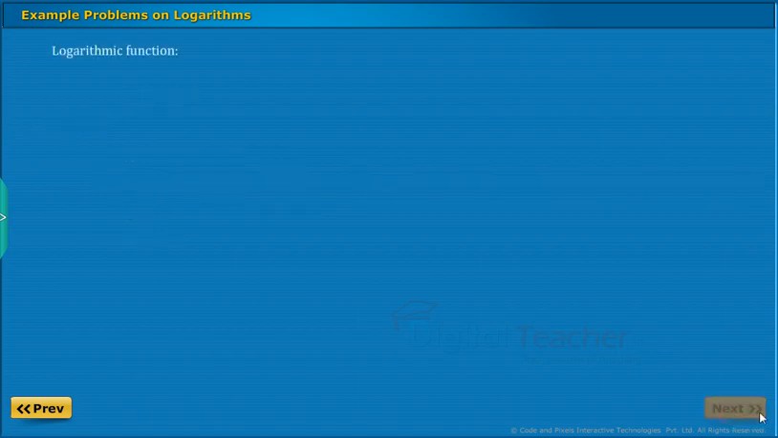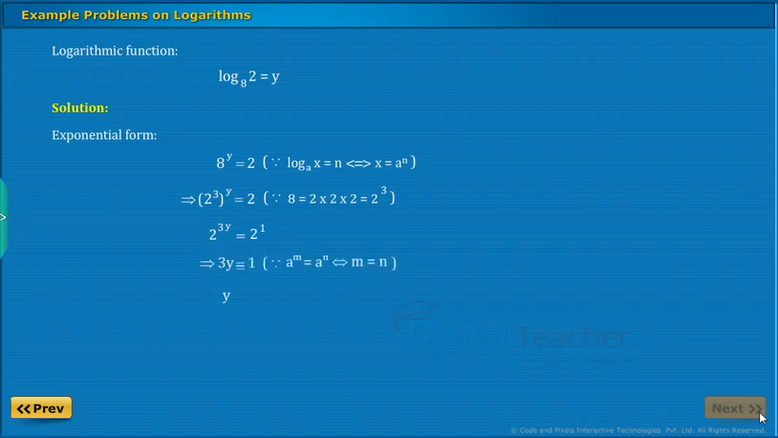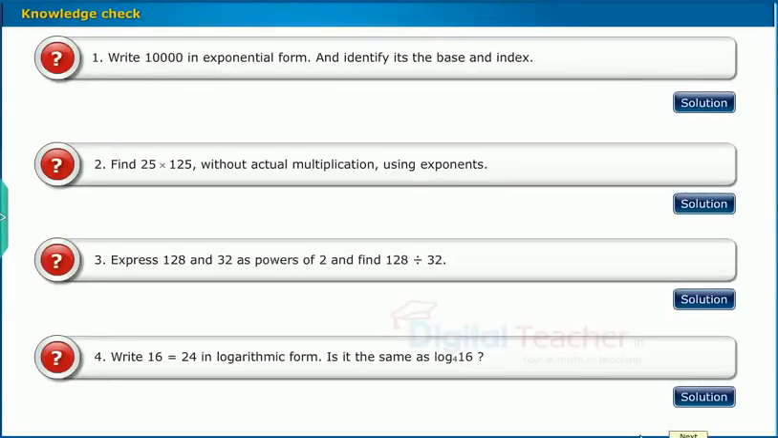Determine the value of y in log 2 to the base 8 is equal to y. Solution. The exponential form of above logarithmic function is as shown on the screen. Therefore, y is equal to 1 by 3. Knowledge check. Attempt the following.